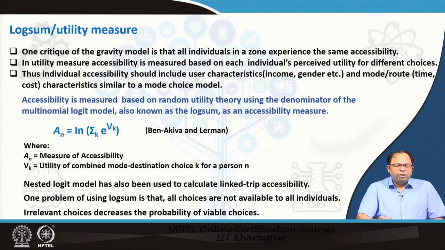So individual accessibility should include user characteristics like income and gender. So as I was discussing, and mode, route, that is time and cost, and characteristics similar to a mode choice model. So this is where the utility measures differ from the standard gravity measures that we have been talking about. So accessibility is measured based on random utility theory using the denominator of a multinomial logit model, also known as the log sum, as an accessibility measure.